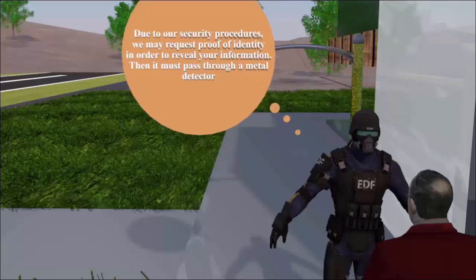Now, we treat the case of a safe behavior of the security guard. Due to our security procedures, we may request proof of identity in order to reveal your information. Then it must pass through a metal detector.